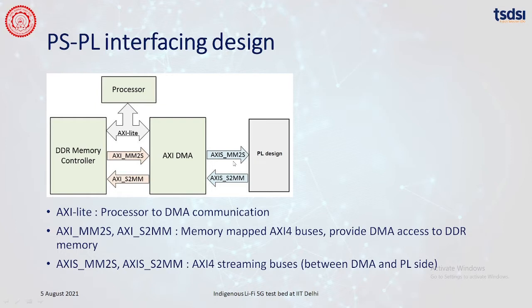Then AXIS MM2S and AXIS S2MM are AXI4 stream data buses. They are used for continuous streaming of data without addresses. They are used between the DMA and the PL side design.